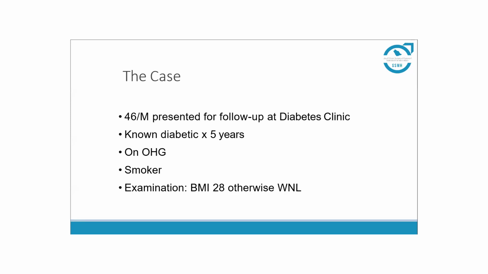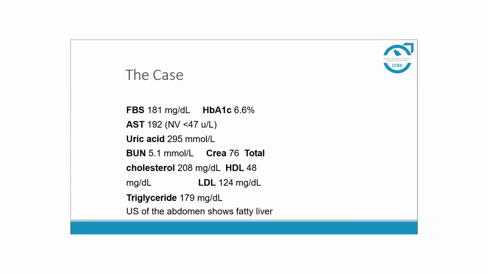You have a 46-year-old who presents for a regular follow-up for his diabetes. He's a known diabetic for the last 5 years on oral hypoglycemic drugs. He's also a smoker for the last 10 years. On examination, he has a body mass index of 28, so he's overweight. Otherwise, all within normal limits. His laboratory tests are positive for a high fasting blood sugar and a relatively controlled hemoglobin A1C, in addition to an ultrasound that shows a fatty liver.